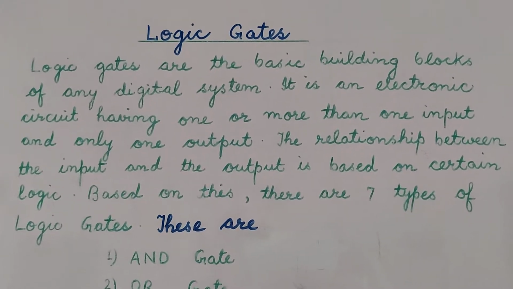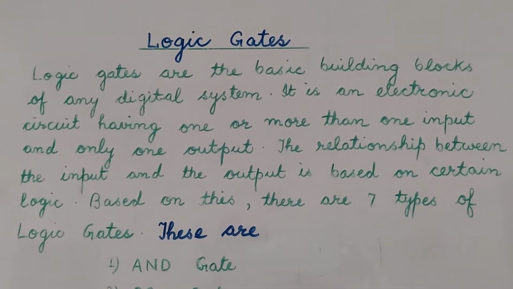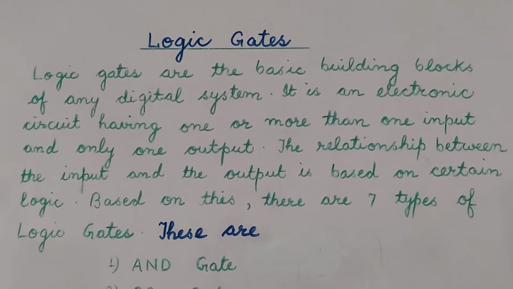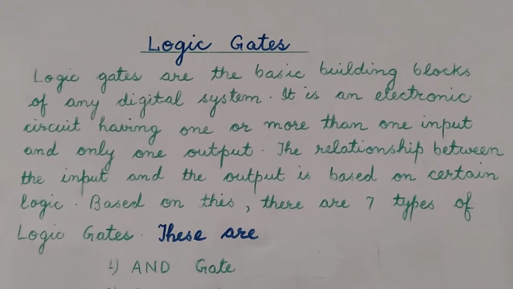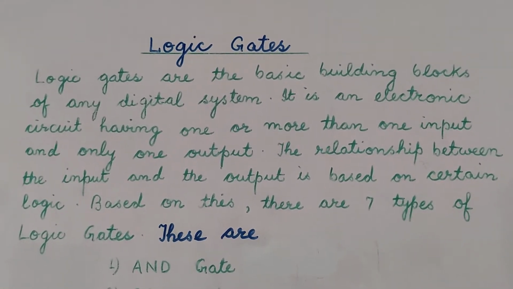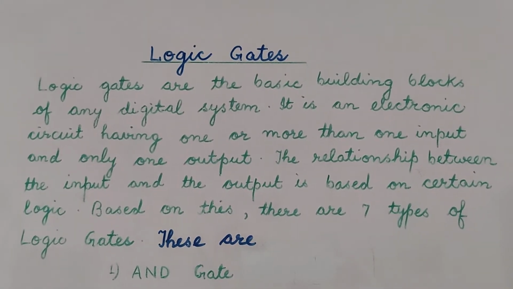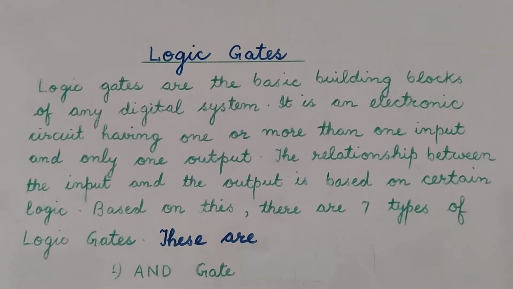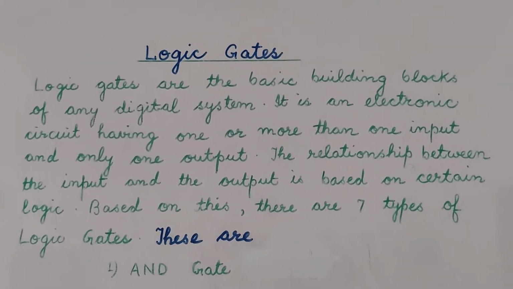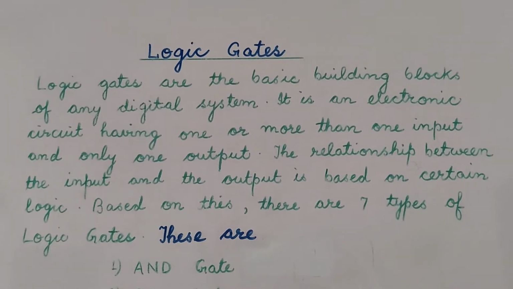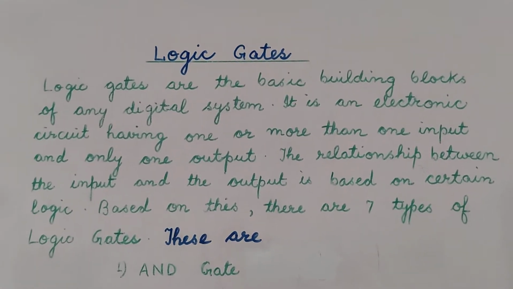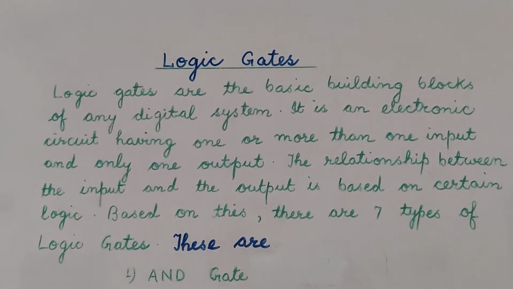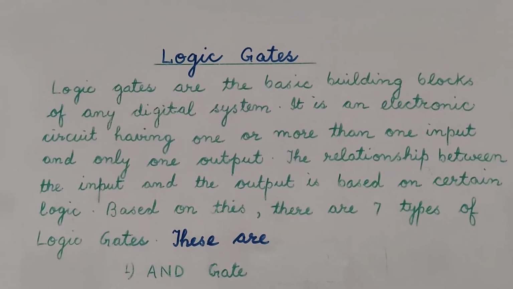So a logic gate is an electronic circuit having one or more than one input, but it has only one output. And the relationship between the input and the output is based on certain logic. That is, the relationship between the input and the output is based on certain logic for all the logic gates. So based on this logic, there are 7 types of logic gates, and each gate has a different logic. That is why these gates are called logic gates, because these gates work on logic.